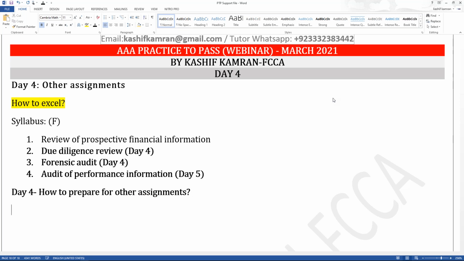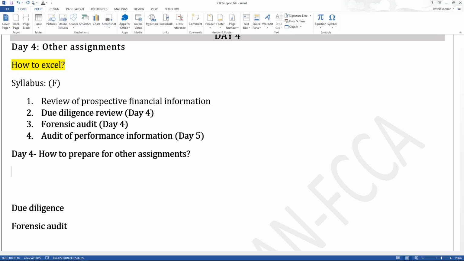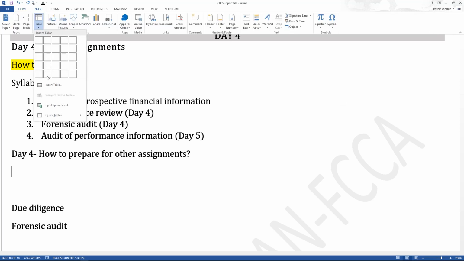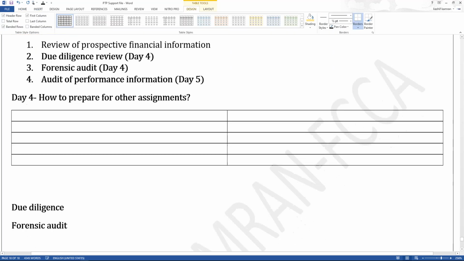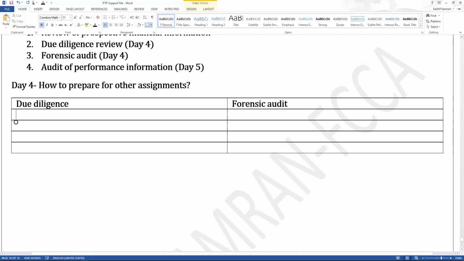Now we're preparing ourselves for 2 other assignments today, which is number 1, the due diligence, and number 2, the forensic audit. Okay, let me put it in a form of a table that will be really helpful for your understanding. Because we're discussing 2 today, one is due diligence, so if I take them in the column on the left, and the forensic audit, if I take that in the column on the right. Okay, let's start the journey.